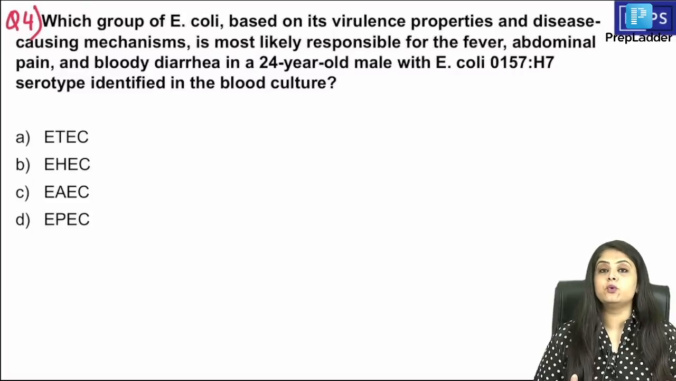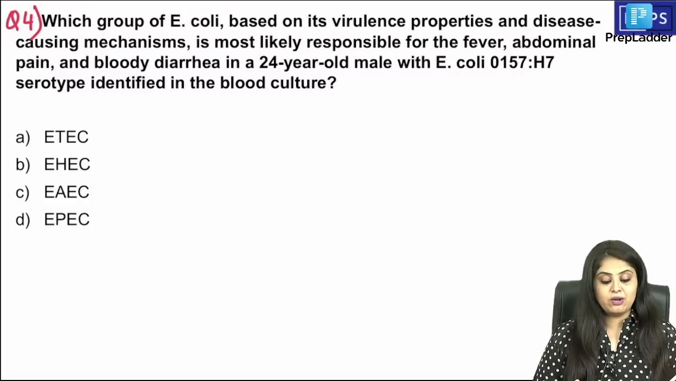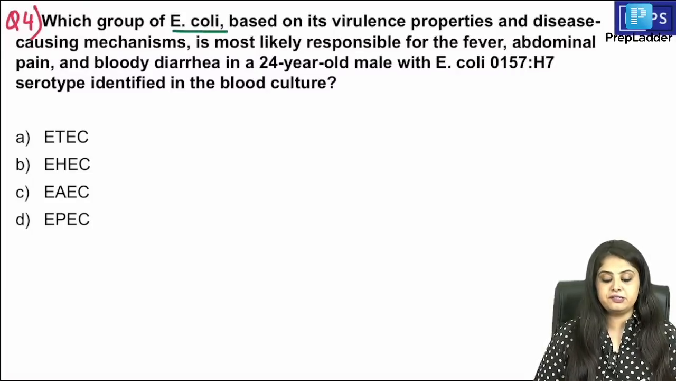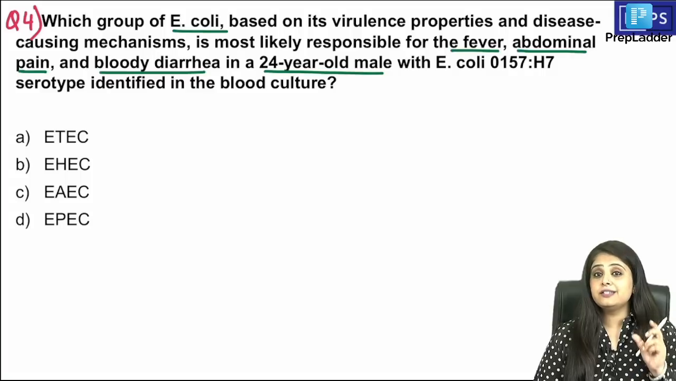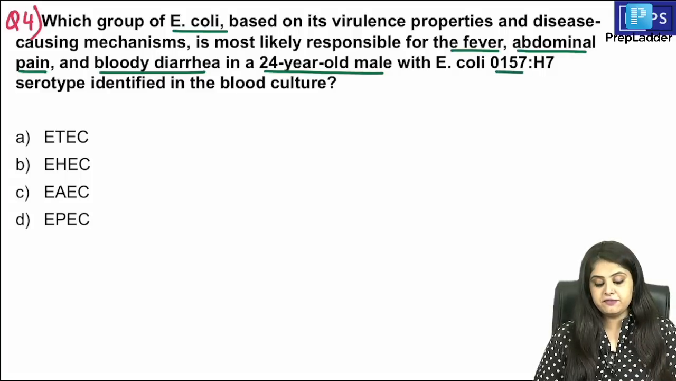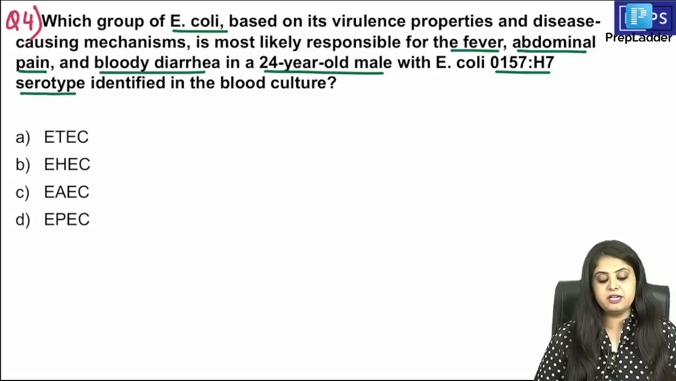Moving on to question 4, again switching over to microbiology, where we have a group of E. coli based on its virulence properties and disease-causing mechanisms is most likely responsible for fever, abdominal pain and bloody diarrhea in a 24-year-old male, and they've got the exact strain for you. O157H7 serotype has been identified. So which of the following EC over here refers to E. coli? Which type of E. coli?